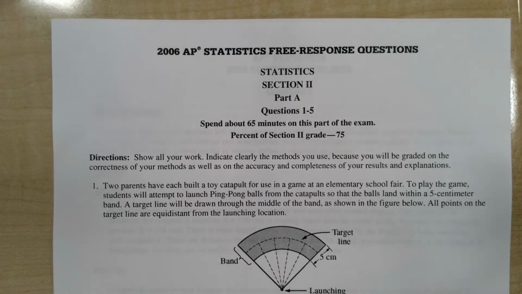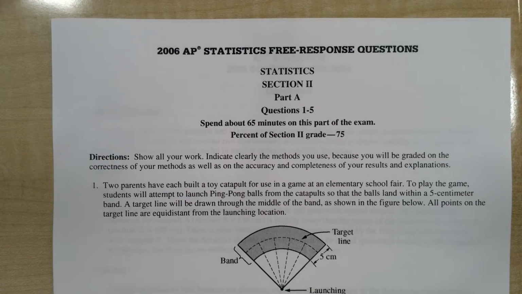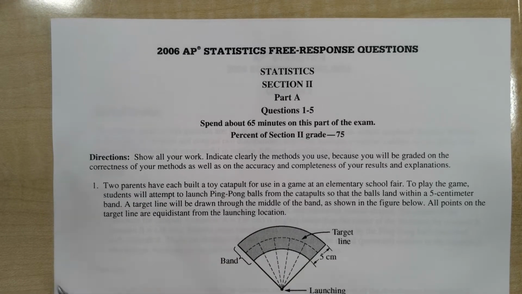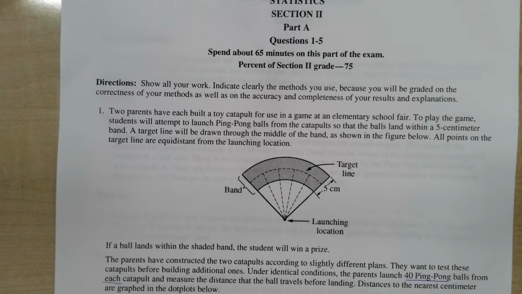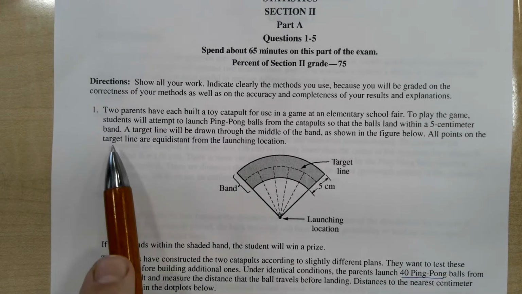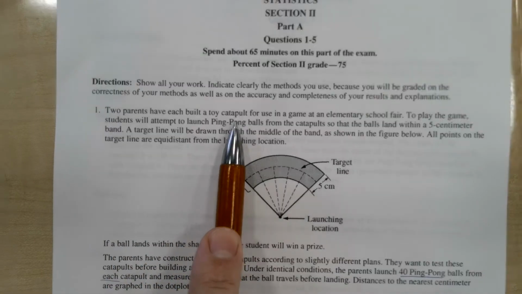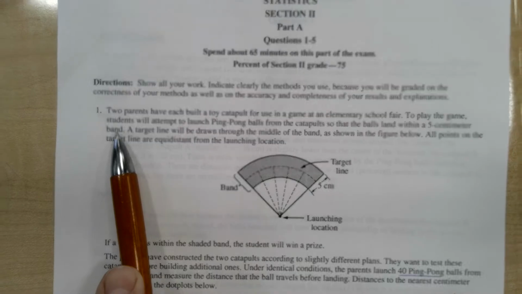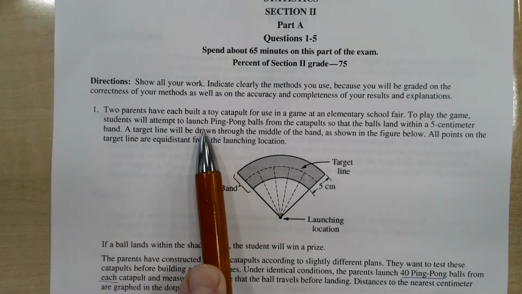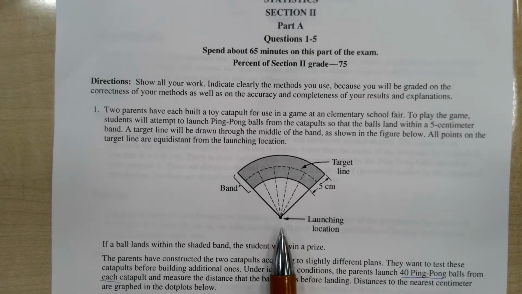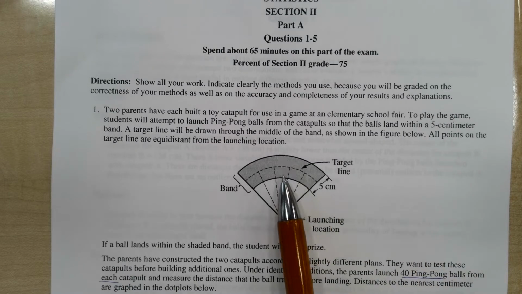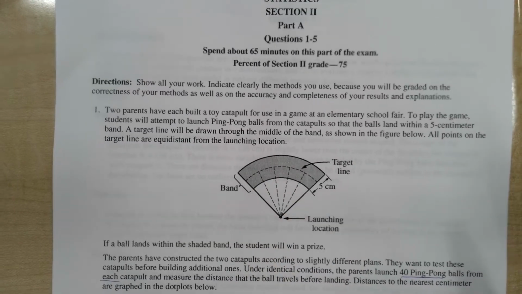This is the solution to the AP Statistics 2006 problem number 1. When we read through the first paragraph, we see we've got two parents who are building these toy catapults at an elementary school fair. They're playing a game. They're going to launch ping pong balls from the catapults down here, the launching location. And if the balls land within 5 centimeters of this target line, then they will win a prize.